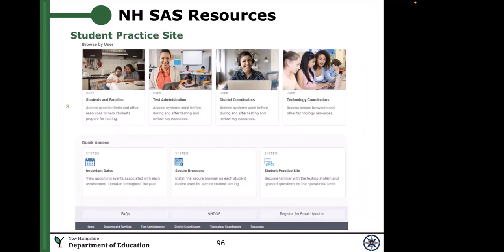The last thing I want to show you is the student practice site. A lot of times when people have their students before the summatives, they take this practice test. This is where you find it. So you're able to just click on that practice site and choose a particular grade level, and a student can do the practice test.